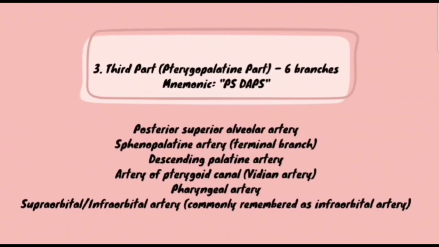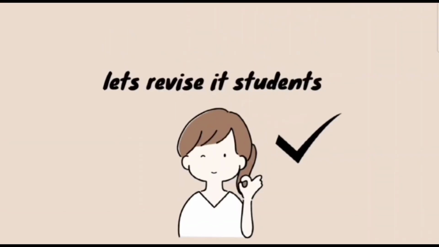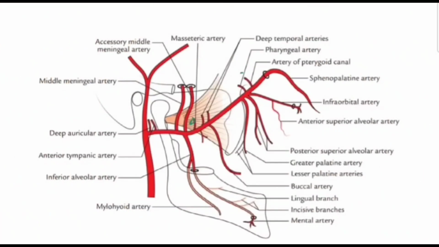Okay. The third part is the pterygopalatine part, and it has 6 branches, the greatest and biggest one being the posterior superior alveolar artery, then the anterior superior alveolar artery, the sphenopalatine artery, descending palatine artery, artery of the pterygoid canal like the median artery, and pharyngeal artery. Also the most important, the infraorbital artery. Okay, I know, guys, you were a little bit bored by the description part, but let's move toward our diagrammatic part. Let's revise, students, what we just said in the description.